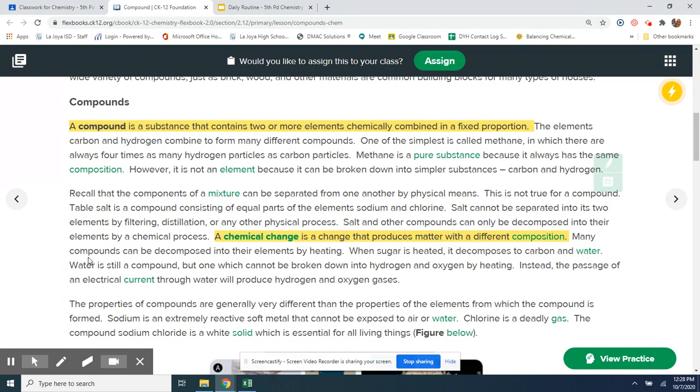However, it's not an element because it can be broken down into simpler substances. So the example that we're talking about, methane, is a compound. Why? Because you see 2 capital letters. That means there's 2 elements. Can I break this guy down? Yeah, I can break it down, but I have to put it through a reaction. Okay, I can separate the carbon and the hydrogens back into individual elements.